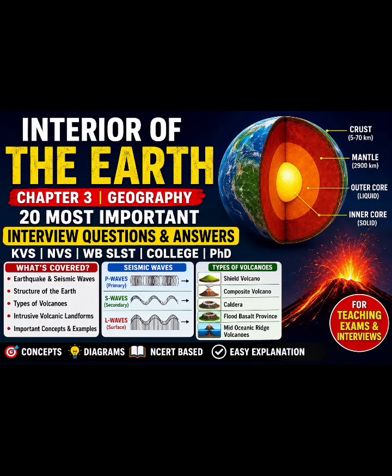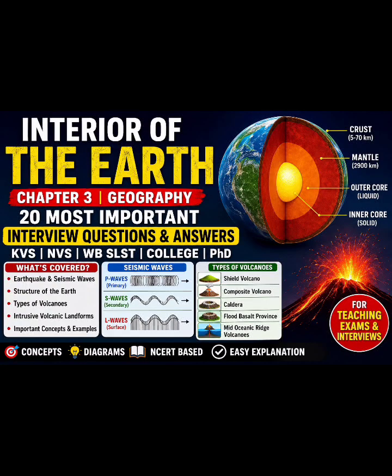Next question, what is a volcano? So a volcano is a vent through which magma, gases and other materials erupt onto the earth's surface. It is the outlet connecting the interior of the earth with the surface.